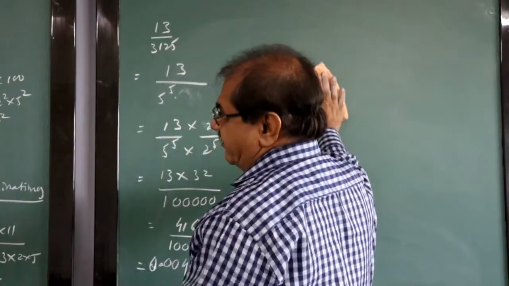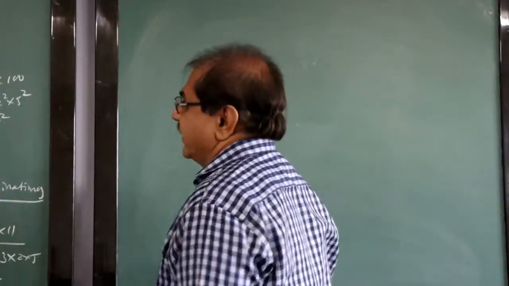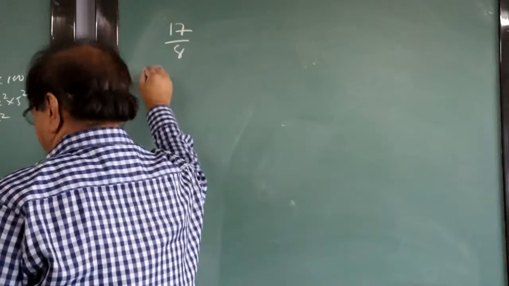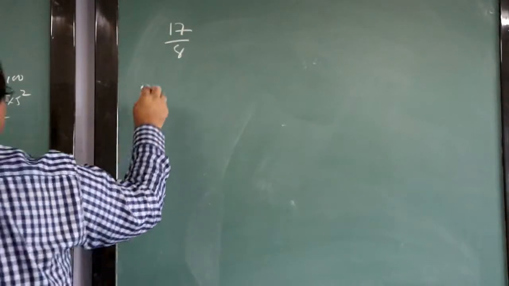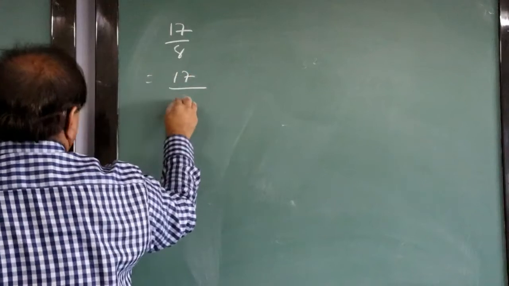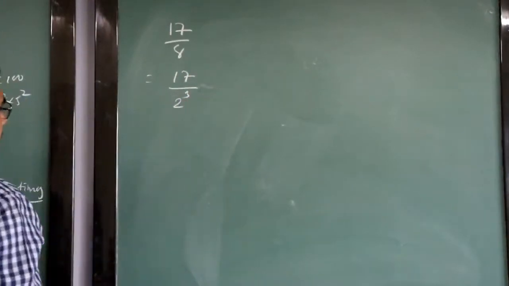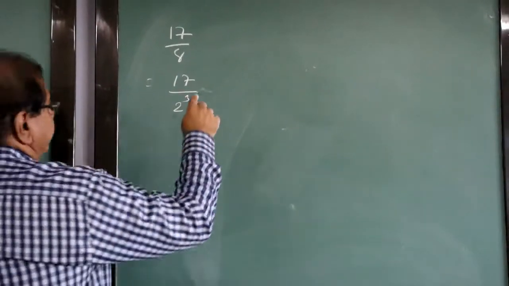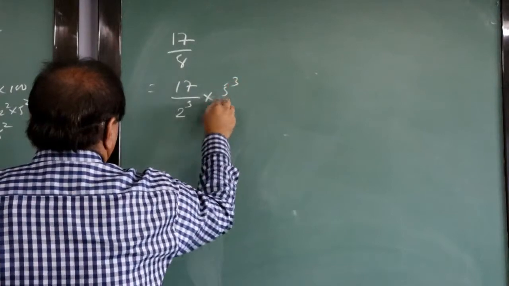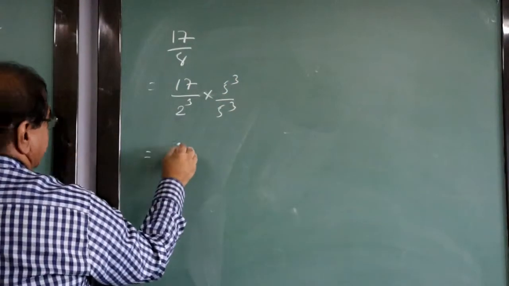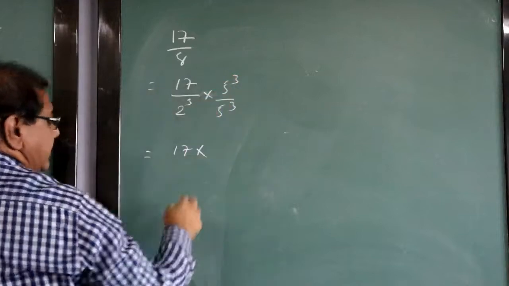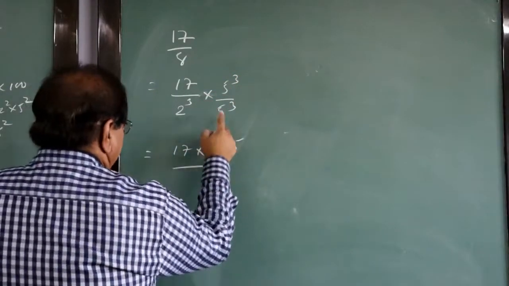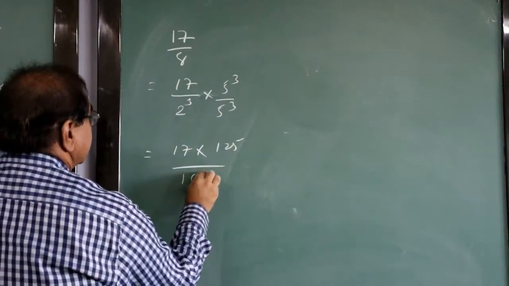We take the next one, which was terminating. It is 17 upon 8. We wrote it this way: 17 multiplied by 2 cube. To help the denominator end with 0, it is multiplied by 5 cube upon 5 cube. So it is 17 multiplied by 5 cube. What is 5 cube? 5 fives are 25, 5 twenty-fives are 125. And 5 twos are 10, 10 cube is 1000.